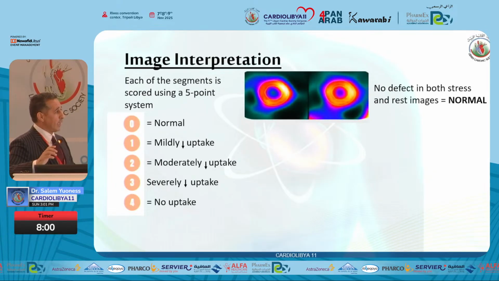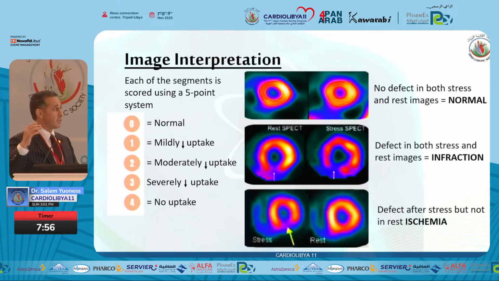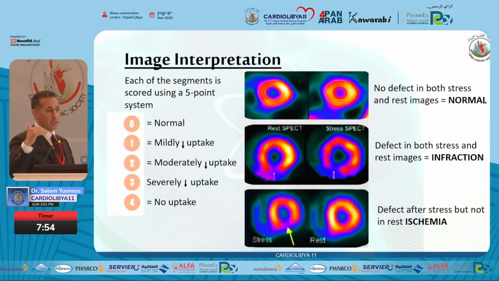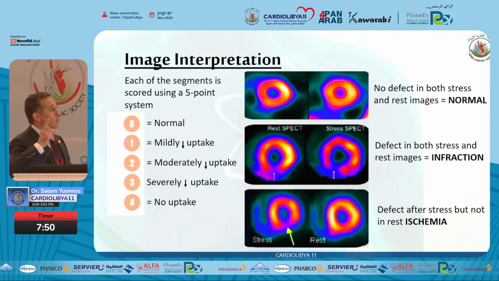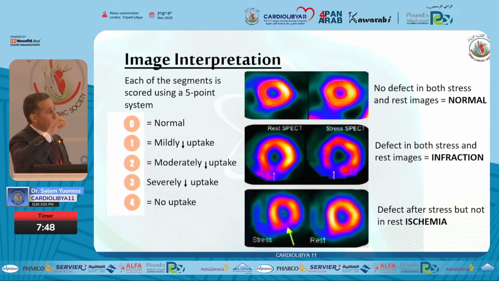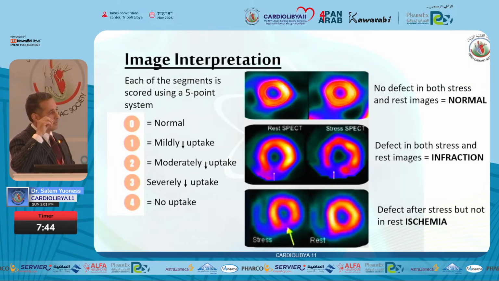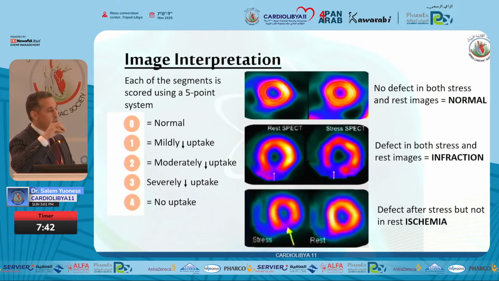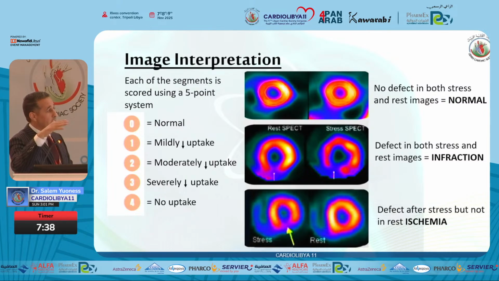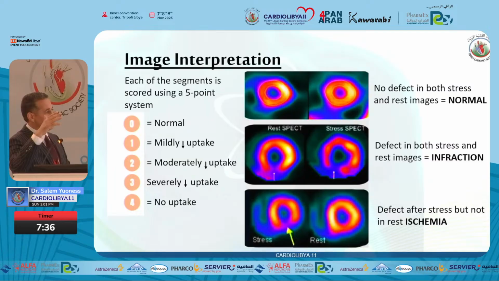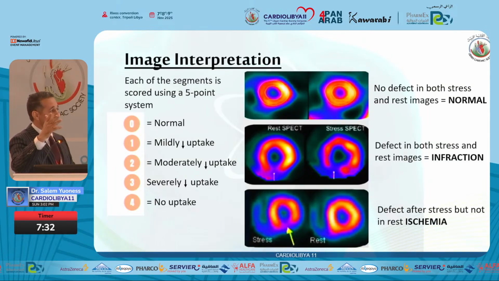Usually when we interpret the images, it's easy. We categorize them as normal, mildly reduced uptake, moderate, severe, or no uptake. In the first slice, you can see no problem at all, and it's normal because you can see the good donut shape. In the second slice, you can see a filling defect or hypoperfusion in the inferior wall, both at rest and post-stress images, and that's an infarction. The third one is what we call reversibility: you can see the post-stress filling defect and a normal rest scan, and that's what we call ischemia.